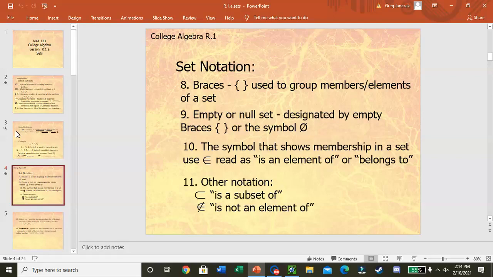Okay? All right. So this E looking symbol, that means the element in that set.